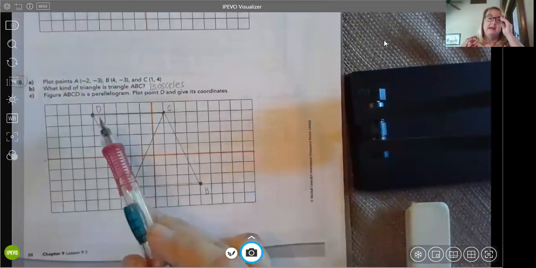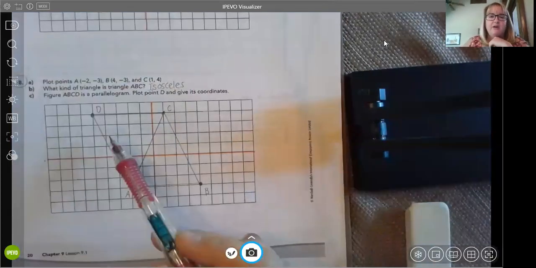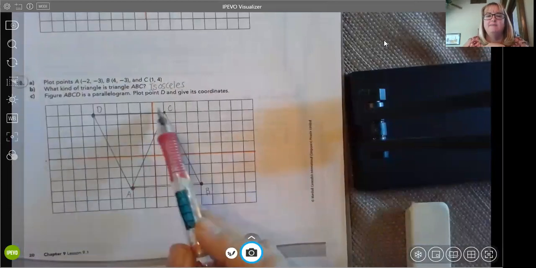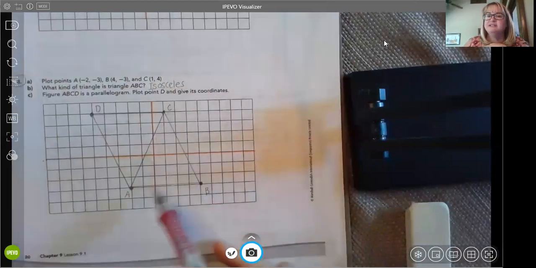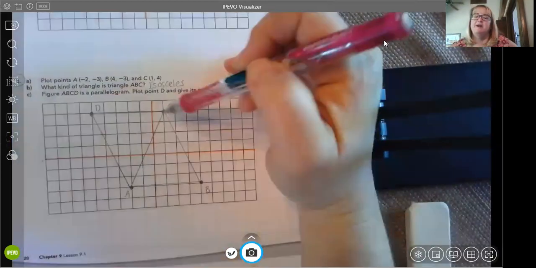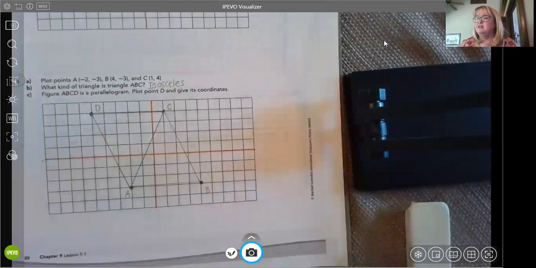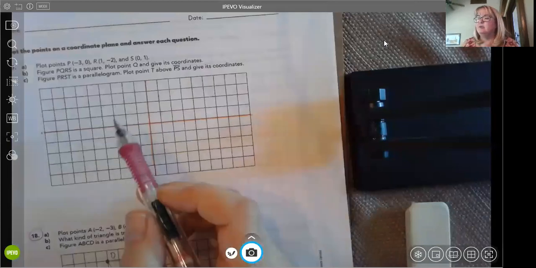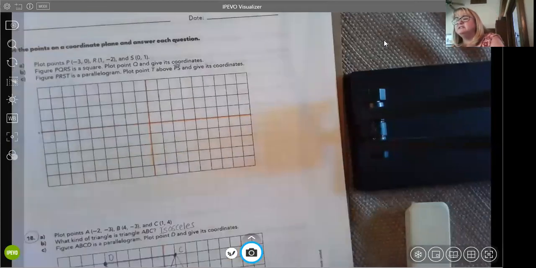And what you have now is a parallelogram. A parallelogram has 4 sides. Opposite sides are the same length and opposite sides are parallel. So DC and AB are parallel and they're the same length. DA and CB are parallel and the same length. All right, 17, you're going to plot these points and answer the next 2 questions.